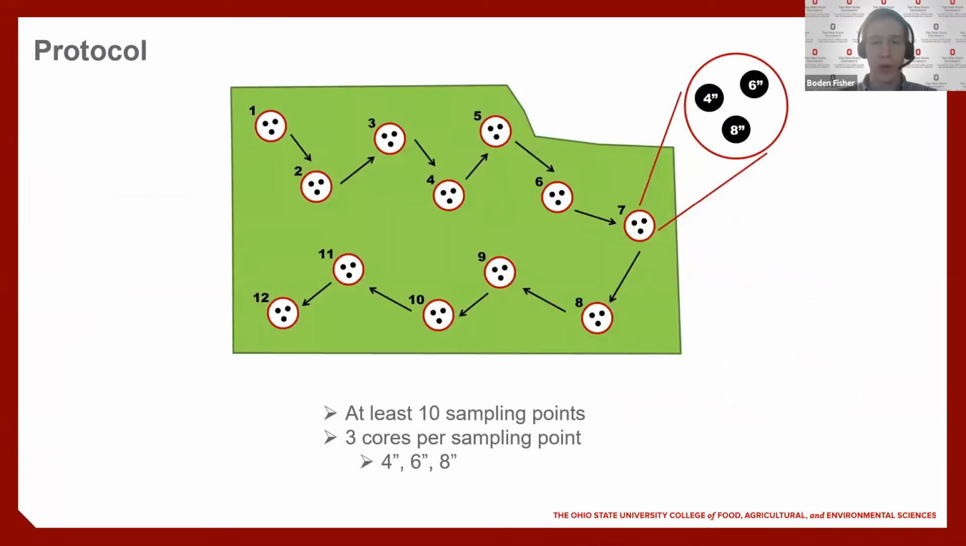So the protocol involved was fairly straightforward. We, in each field, followed a zigzag sampling pattern to obtain a representative sample. The main thing unique to this study was that at each sampling location, we took 3 soil cores, one at a 0 to 4 inch depth, one at a 0 to 6 inch depth, and one at a 0 to 8 inch depth.